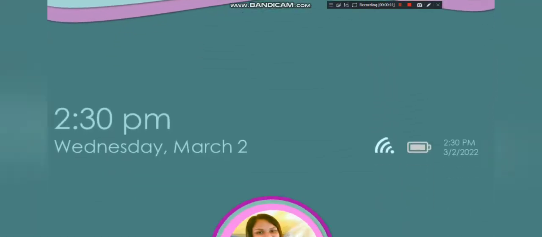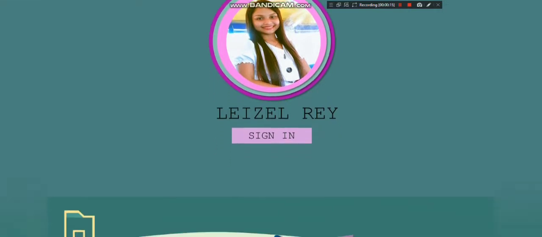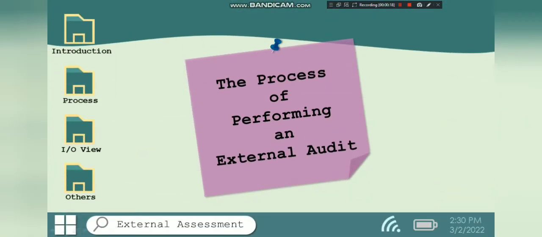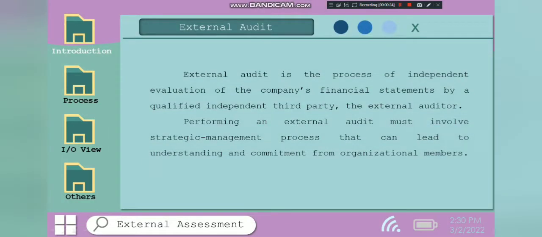Good day, everyone. I am Lazel Ray, and now we are going to discuss the process of performing an external audit. But first, let us define what is an external audit.